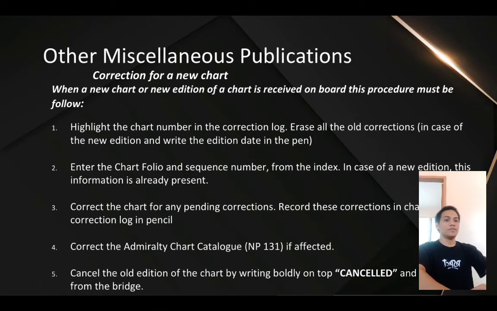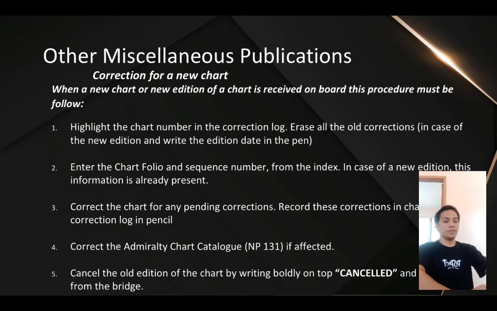And here are the steps for a new chart. The first one is to highlight the chart number in the correction log. Erase all the old corrections, or in case of a new edition, write the edition date in pen. Enter the chart folio and sequence number from the index. In case of a new edition, this information is already present.